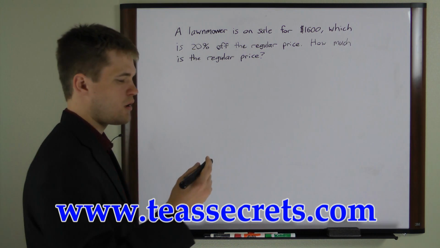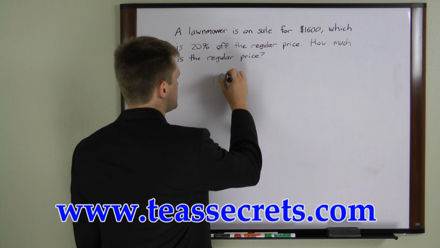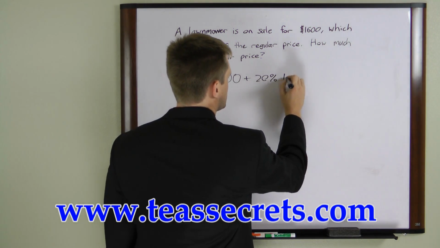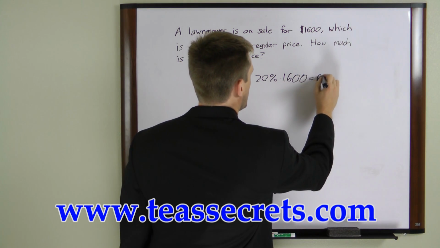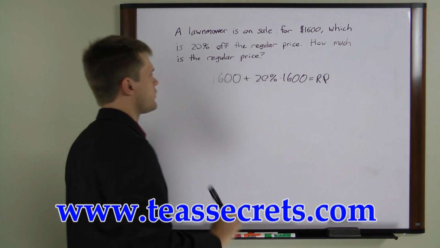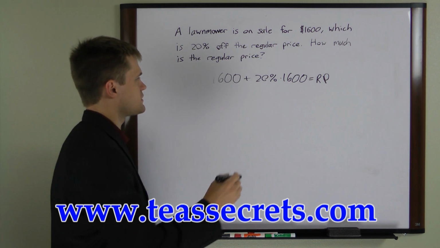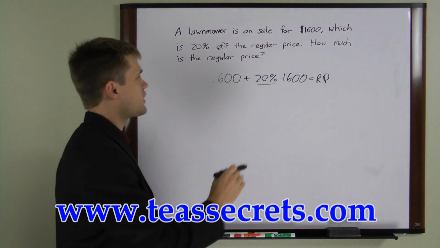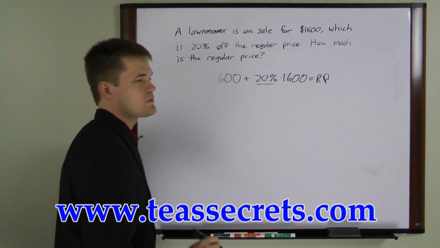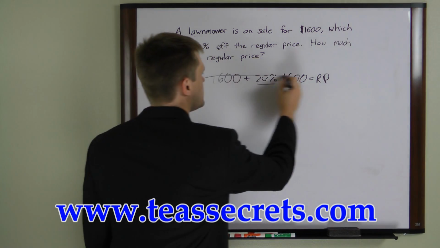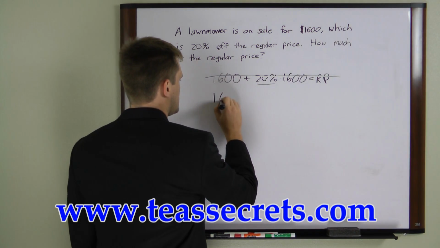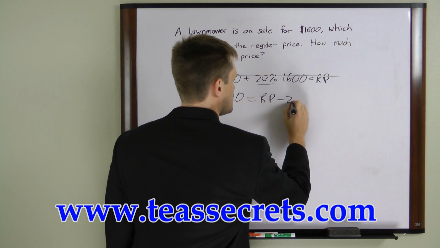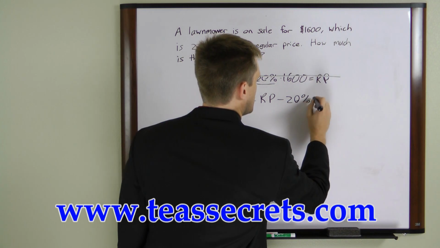For instance, if you started out by writing this problem as 1,600 plus 20% times 1,600 equals the regular price, you're going to wind up with the wrong number. The reason for this is that you're taking the 20% of the sale price instead of 20% of the regular price, like the question states. So what you want to write instead is 1,600 equals the regular price minus 20% of the regular price.